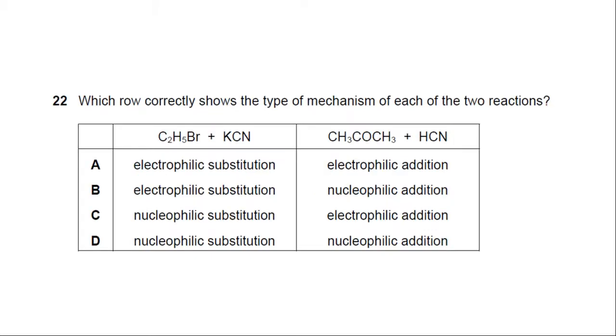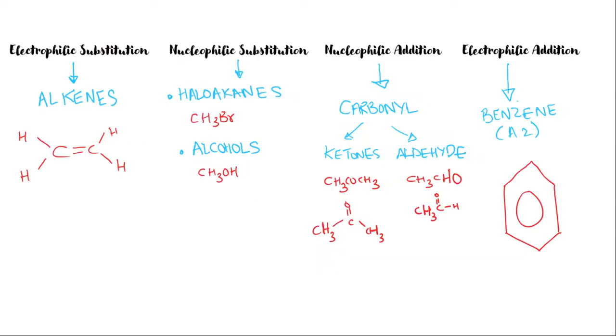Question number 22. Which row correctly shows the type of mechanism each of the two reactions undergoes? Okay, so for this question, it's all about memorization. And just to make it easier, I've made this diagram for everyone. So just understand this. There are other reactions. There's reduction, oxidation, and other reactions. But when we talk about some of the fundamental reactions which involve either an electrophile or a nucleophile, and which are either addition or substitution, this is something to remember.